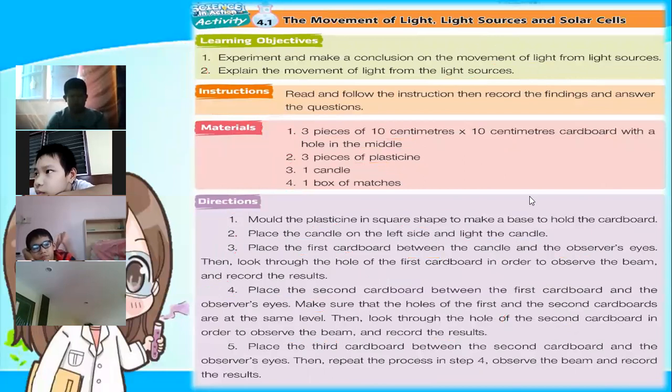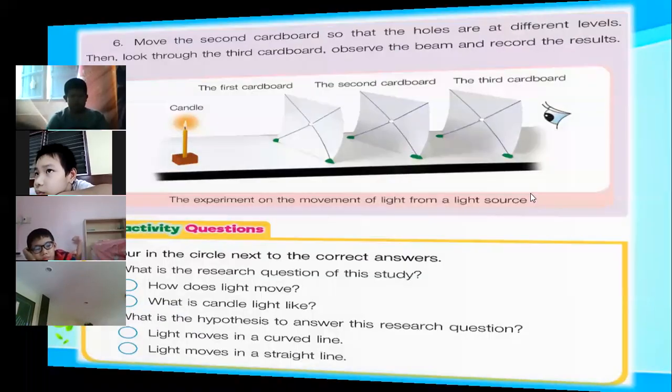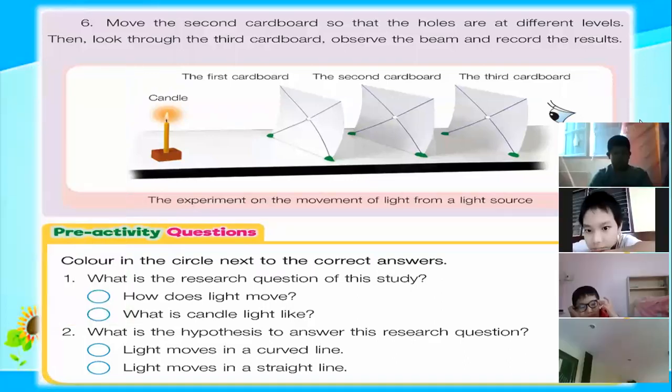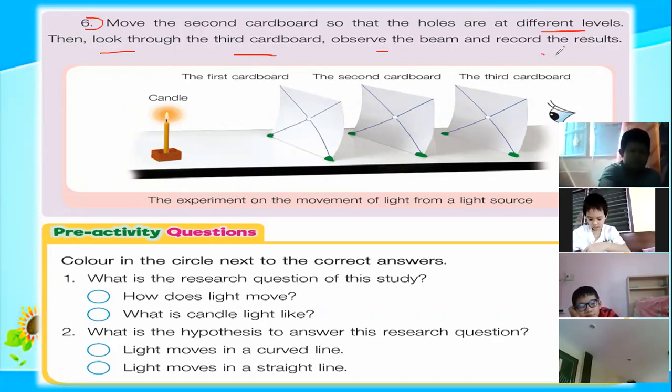Let's see in the picture, you will see more clearly. Okay, students. Now the 6th instruction: move the second cardboard so that the holes are at different levels. Then look through the third cardboard, observe the beam and record the result.